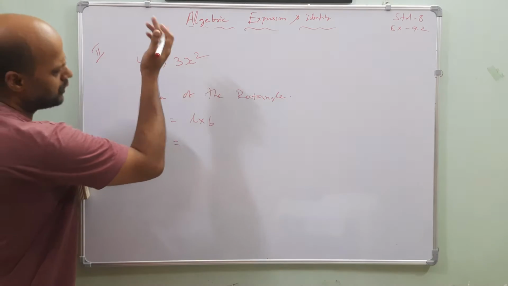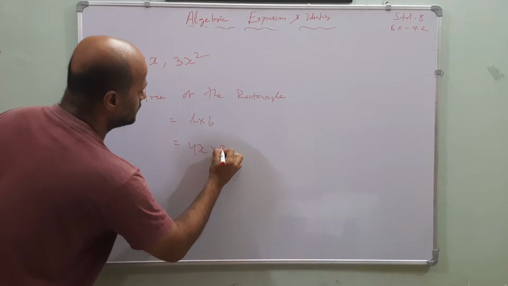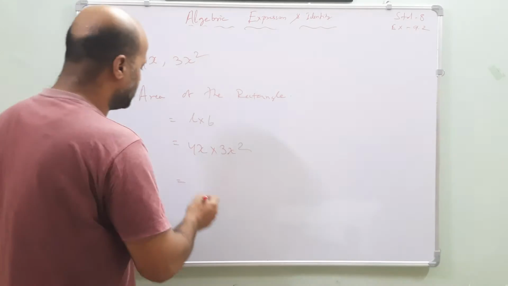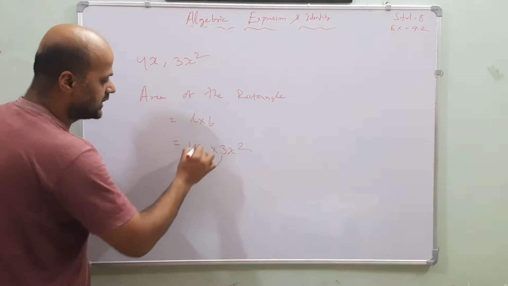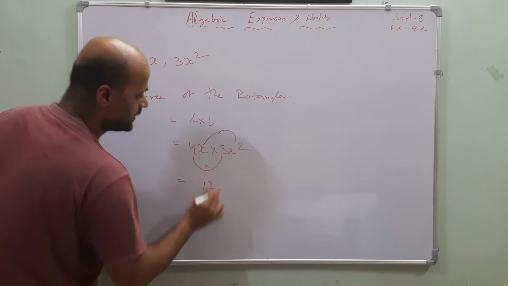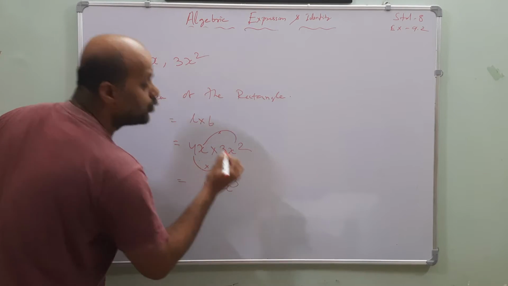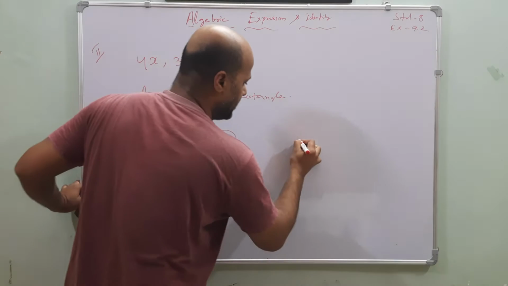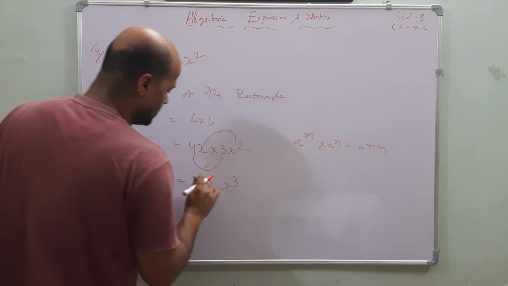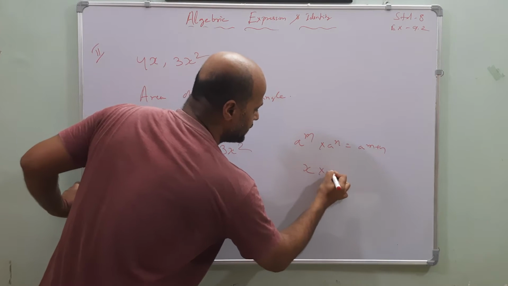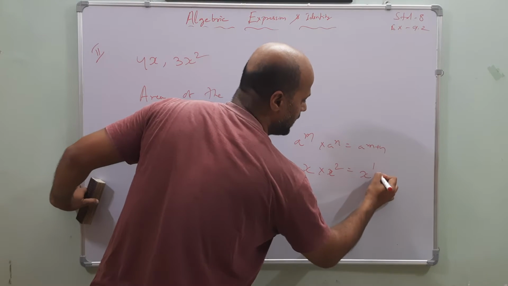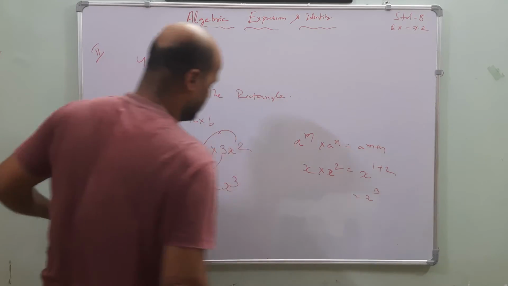Take whichever as length. 4x into 3x square. So in this case, how will you multiply? Yes, very good answer. Constant will be multiplied with constant and variable will be multiplied with variable. 4 3s are 12. x into x square is x cube. Why? Again, a power of m into a power of n is equal to a power of m plus n. Here, x into x square: x power of 1 plus 2, which is x power of 3.